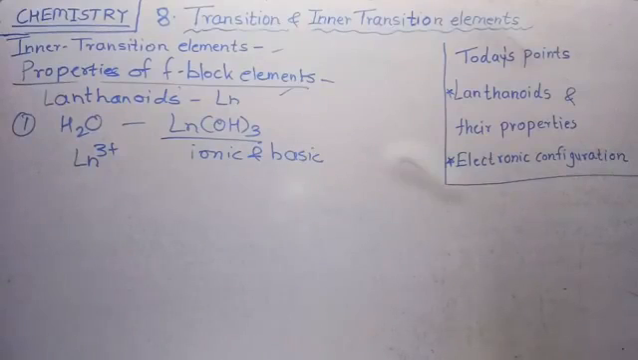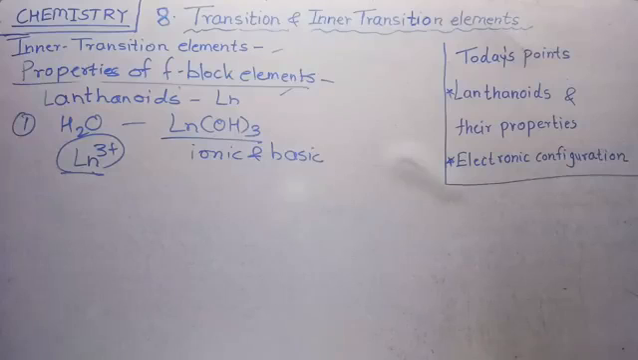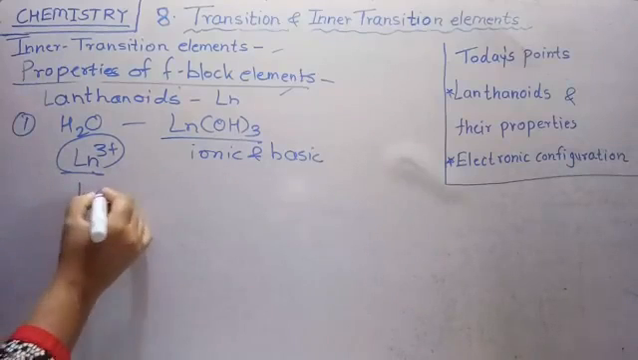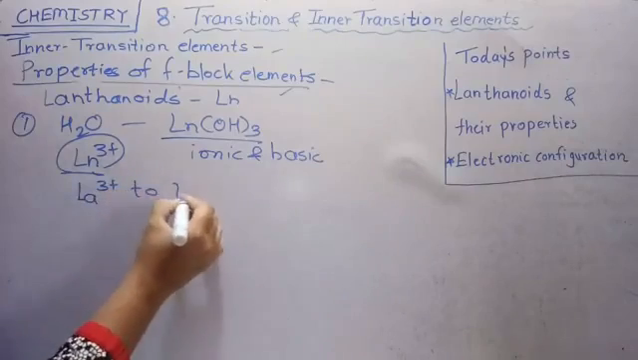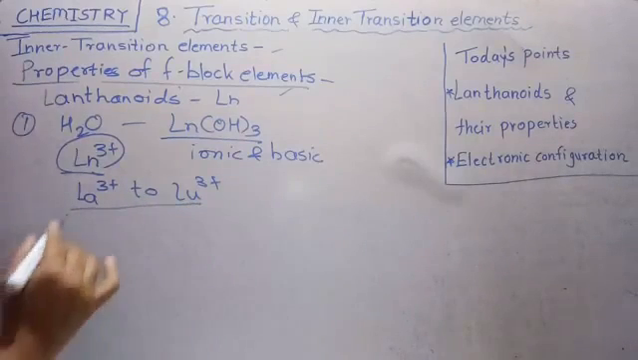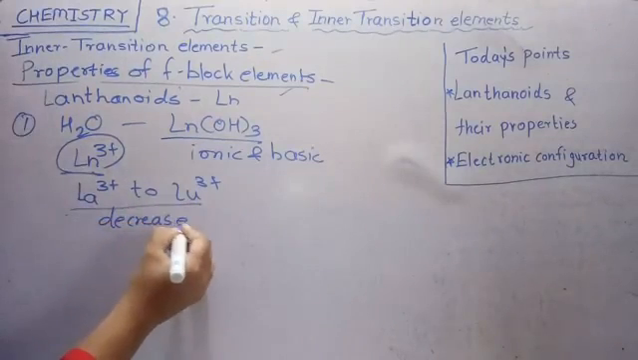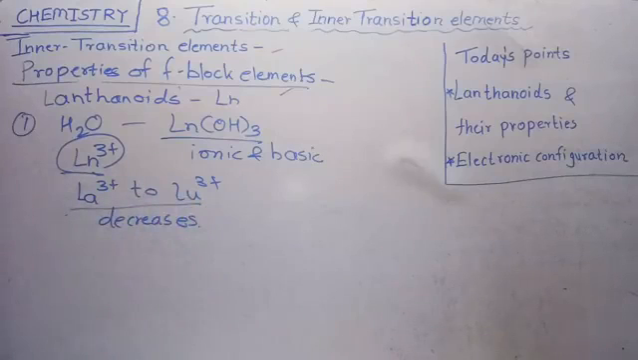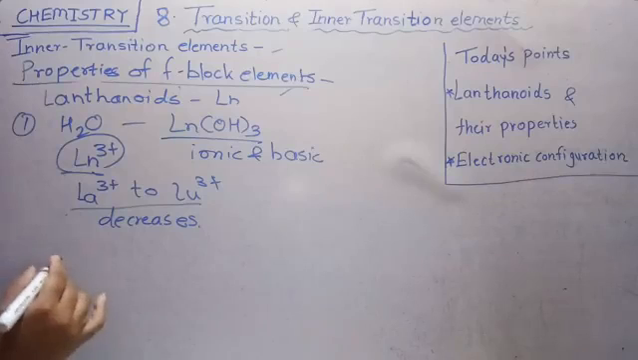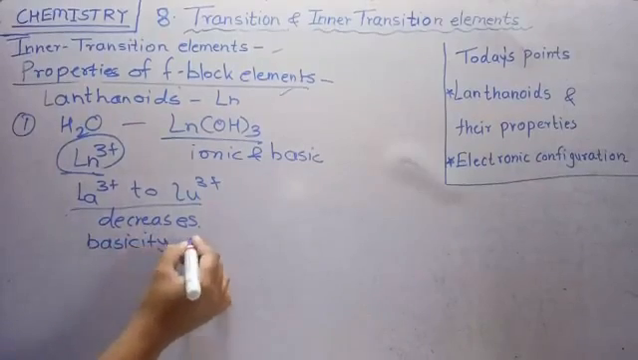Since the ionic radii of lanthanides in the +3 oxidation state decrease from lanthanum to lutetium, their basicity of hydroxides also decreases.